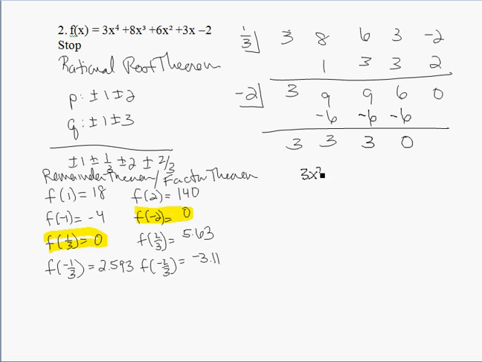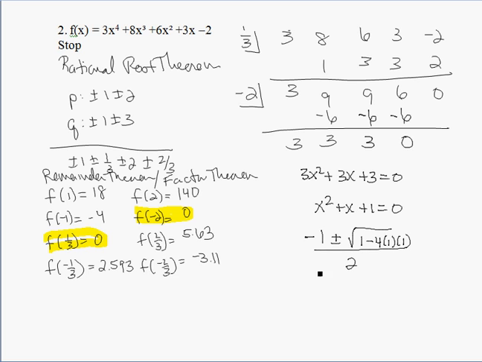So I get 3x squared plus 3x plus 3 equals 0. I'm going to divide everything by 3, which is perfectly legal. And now I have this thing here. There's clearly no factors of 1 that give me 1, so using the quadratic formula, I get negative 1. And I simplify this underneath the radical here. I get negative 1 plus or minus the square root of negative 3 all over 2. And that gives me negative 1 plus or minus i square root of 3 over 2.